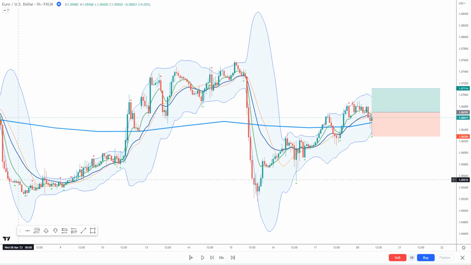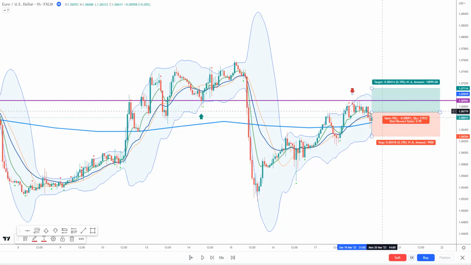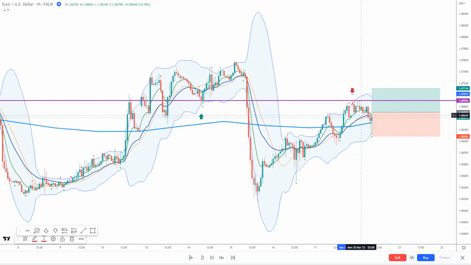Now there are a couple of things that potentially could provide obstacles, and that's this area of resistance here, which was support. So it had been support over here, and it had turned resistance here. So that was one obstacle that we had to overcome. We also had the Bollinger Bands as well. So once we got outside the Bollinger Bands, we're going to start looking a little bit extended.